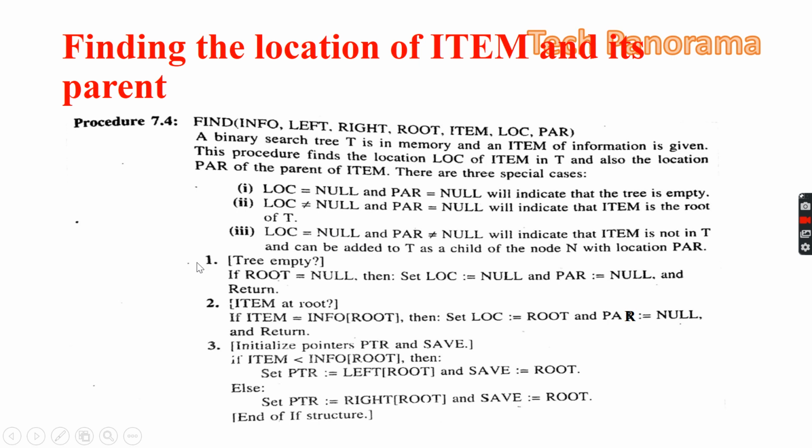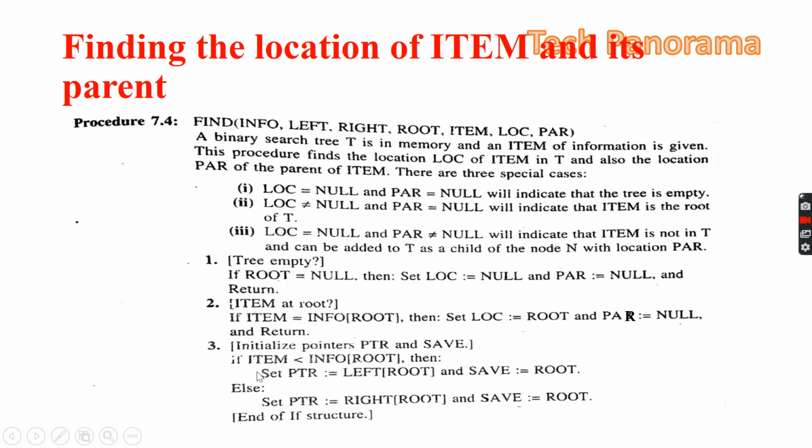So first, according to our previous example, the item will be compared with the root. But before that, we will check whether the root is equal to null, that is, whether the tree is empty. If the root is null, then we set location equal to null and parent null, and return from the procedure. Otherwise, if the root is not null, we compare our item with the info of root. If both match, then location is equal to root and parent is equal to null.